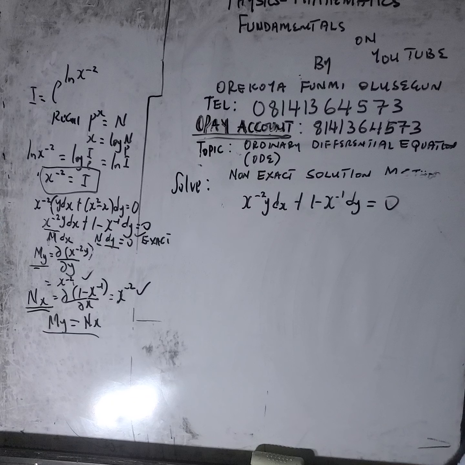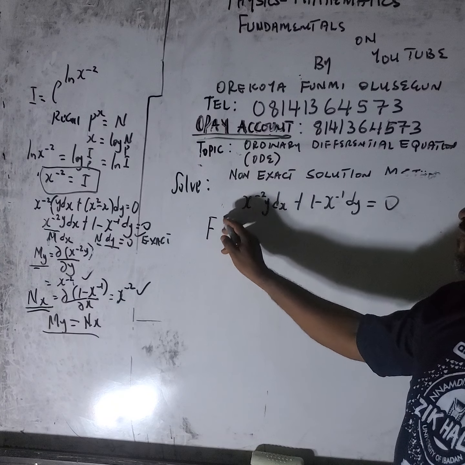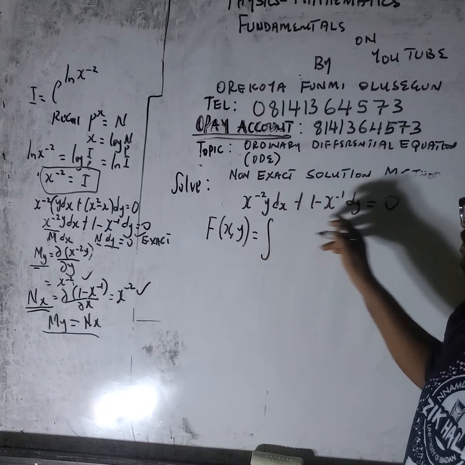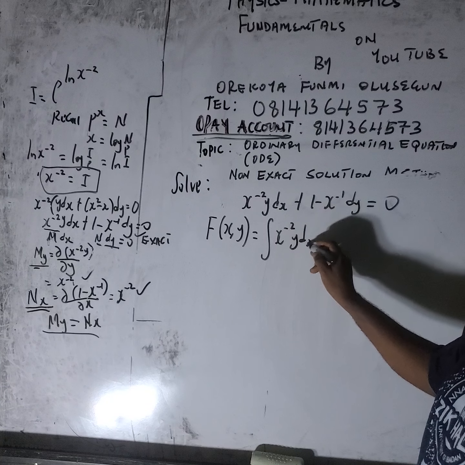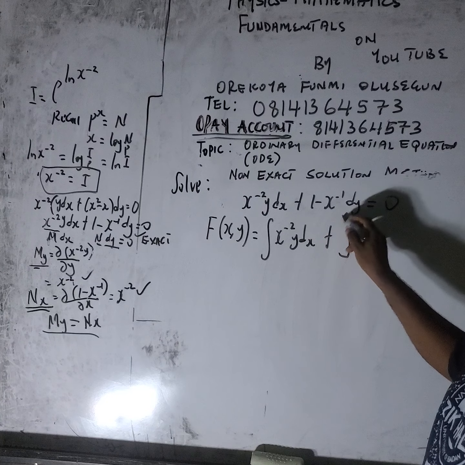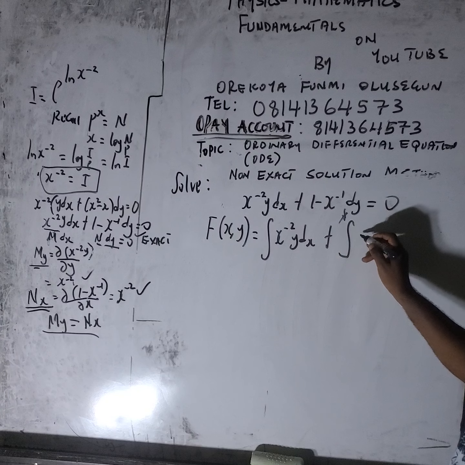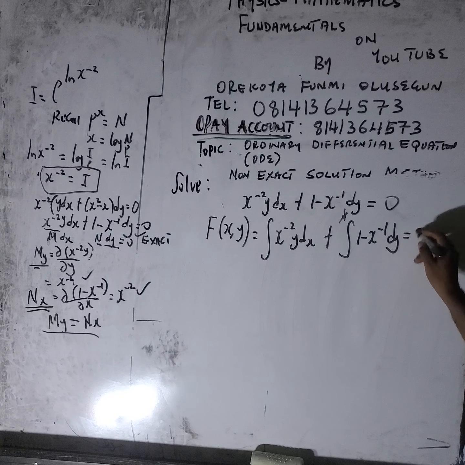So since we know we can use the exact method, the solution will be in the form of f(x, y) is equal to, we integrate each of these. So x raised to power minus 2 y dx plus integral star. I will tell us what I mean by it. Why do I have to put that star there? Then 1 minus x raised to power minus 1 dy is equal to c.